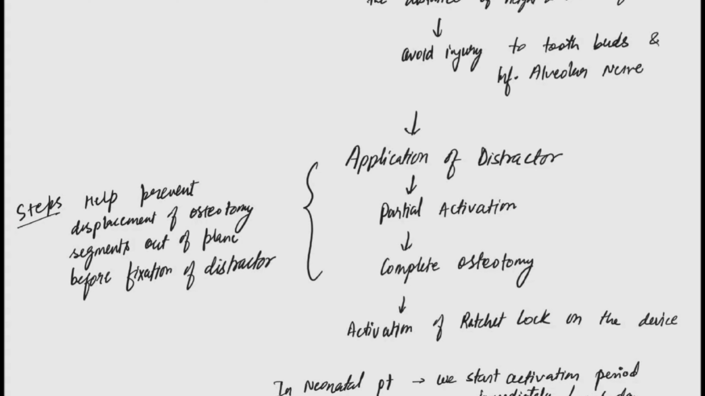After the partial osteotomy, we go for the distractor application. After that, we go for partial activation of the distractor, and when partial activation has been done and a small amount of distraction has been applied, we go for complete osteotomy. All these steps, the partial osteotomy, then distractor application and then partial activation, help prevent displacement of the osteotomy segment out of plane before fixation of the distractor.